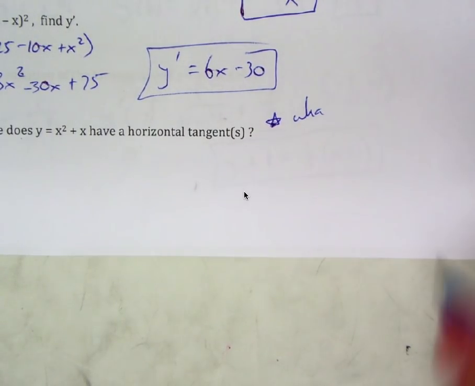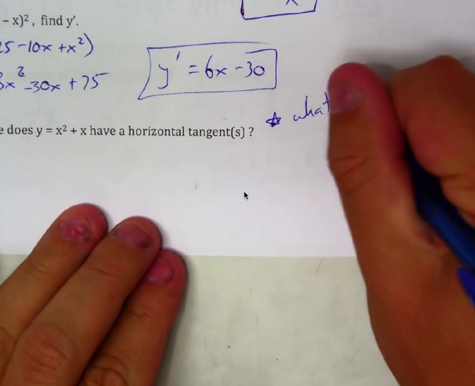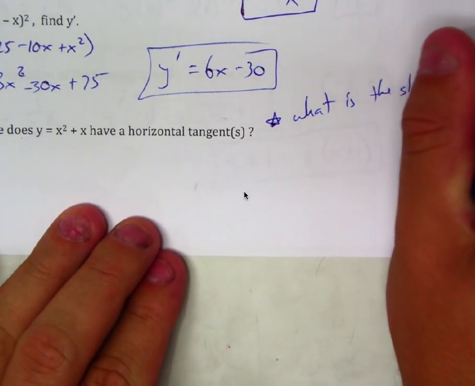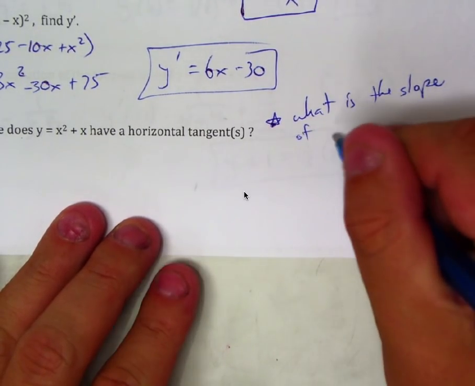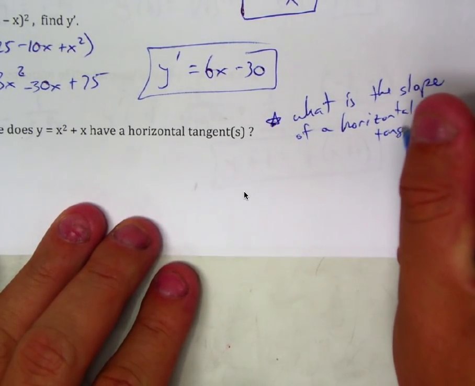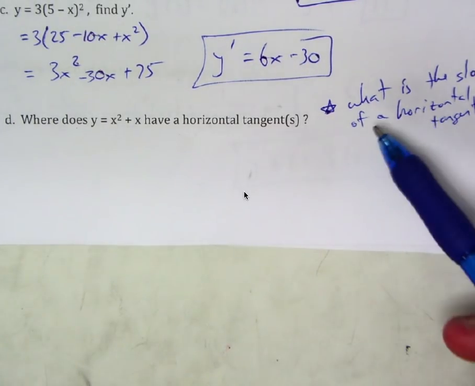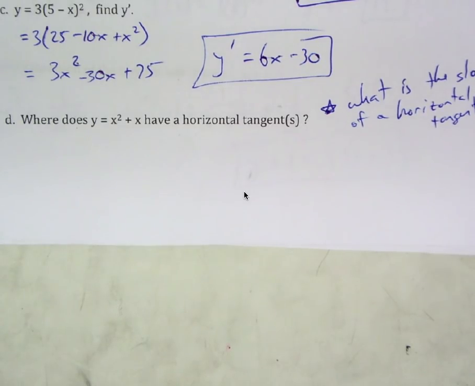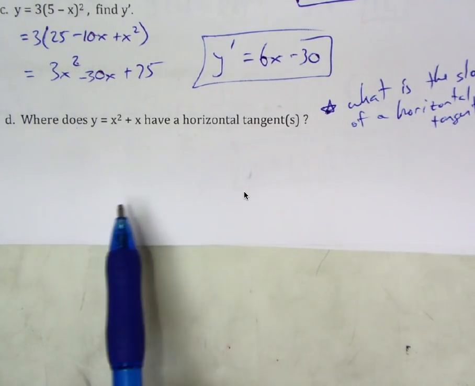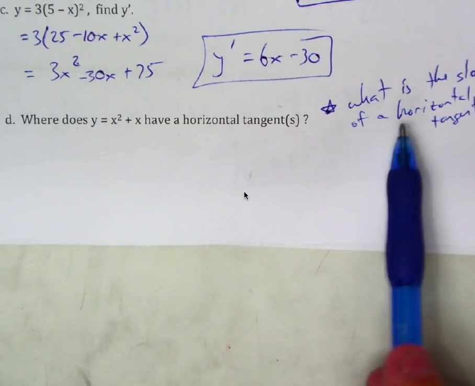I shouldn't say this, but here's how we can enter the problem. What is the slope of a horizontal tangent line? That's how we start. If we're trying to figure out where does this function have a horizontal tangent, let's think about what the slope of a horizontal tangent is. And hopefully you know that's 0, okay? So we're trying to figure out where does the derivative of this function equal 0. That's what we're after. Where does the slope of this function equal 0?